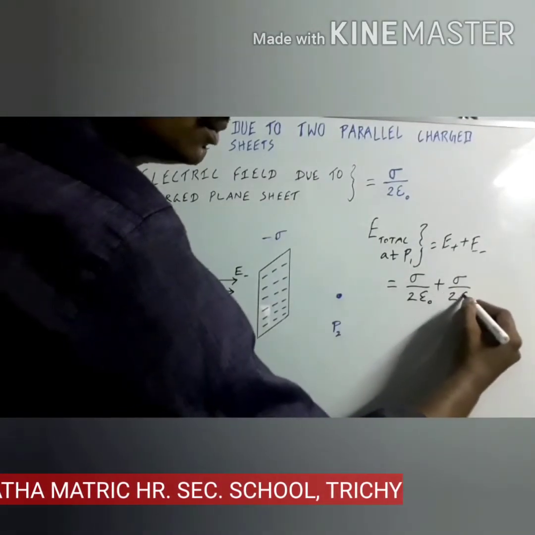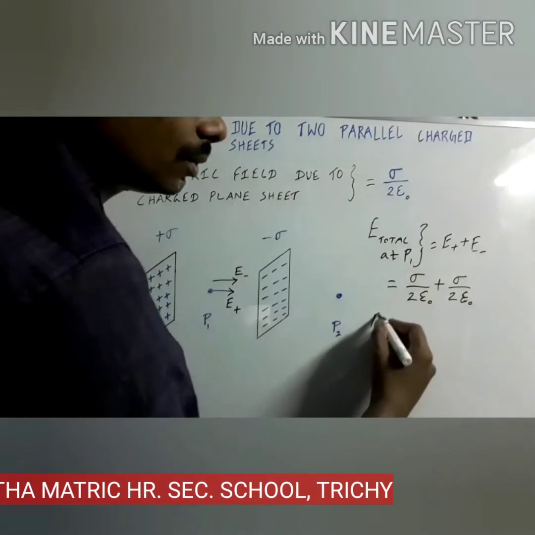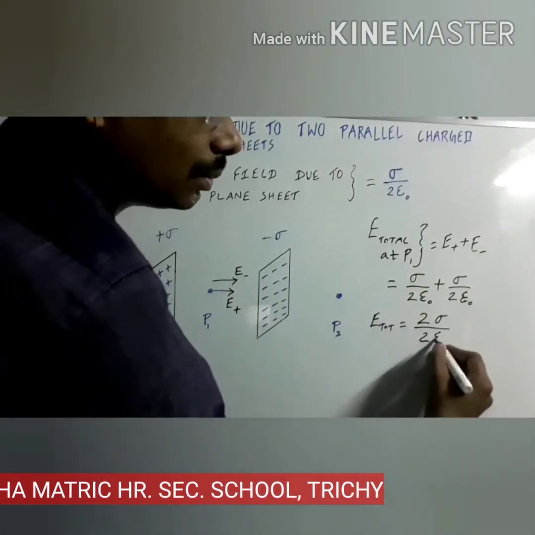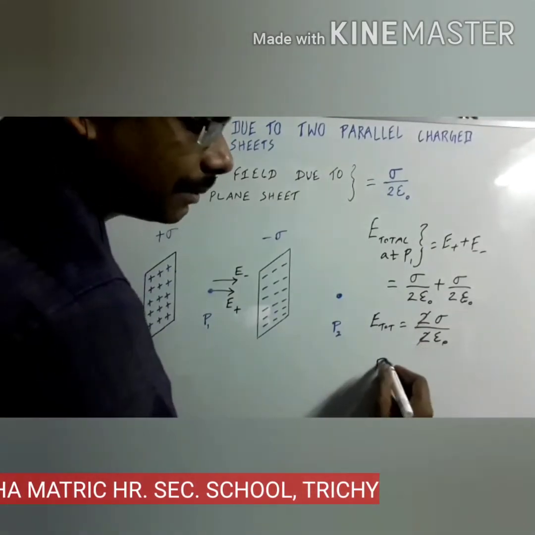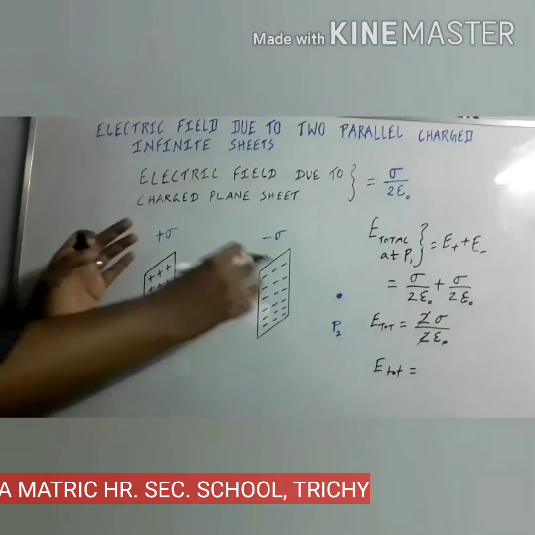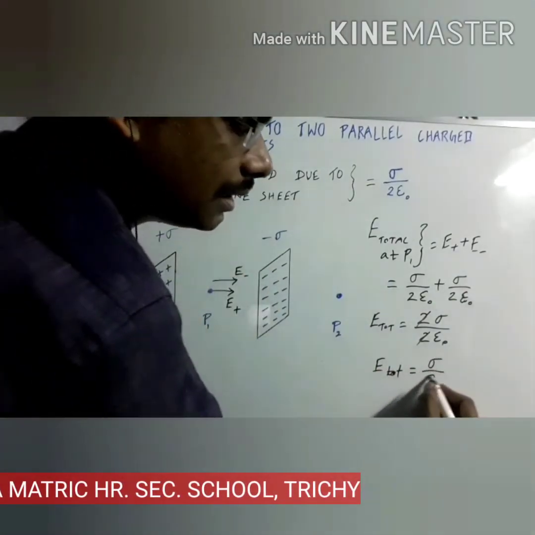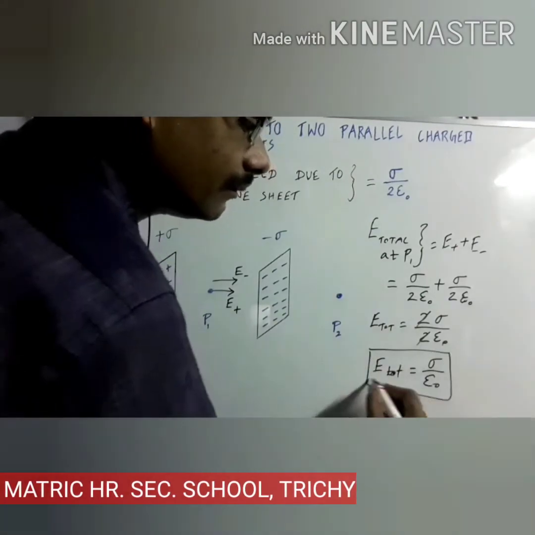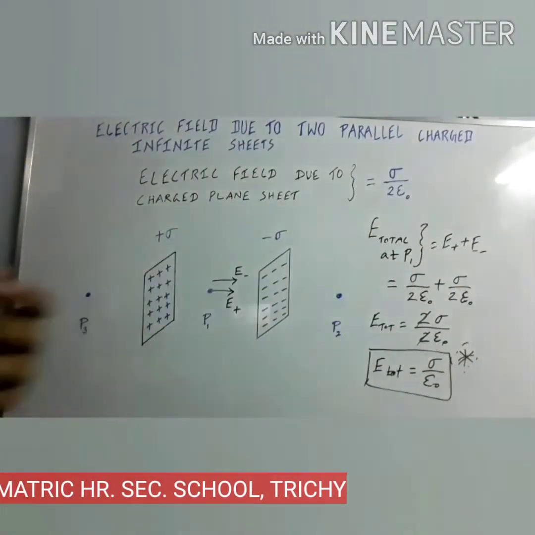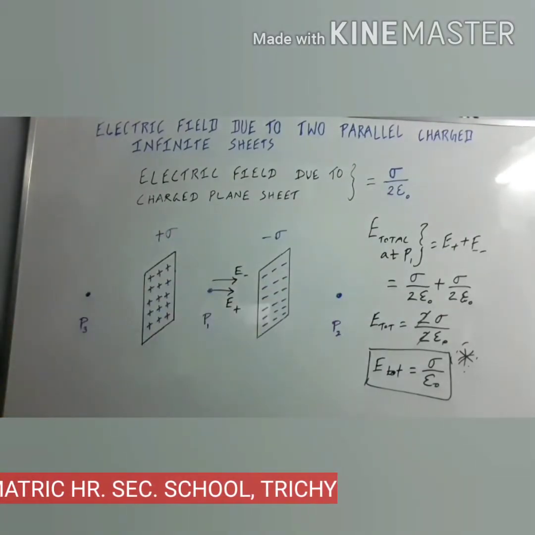Both are the same, so we can add. So total electric field is equal to 2 sigma by 2 epsilon naught. So 2 can be cancelled. The total electric field at the point P1, which is located in between the charged sheets, is equal to sigma by epsilon naught. You have to remember this value. Keep in mind, it will be used once again in capacitors, parallel plate capacitors. We have to use this relation.